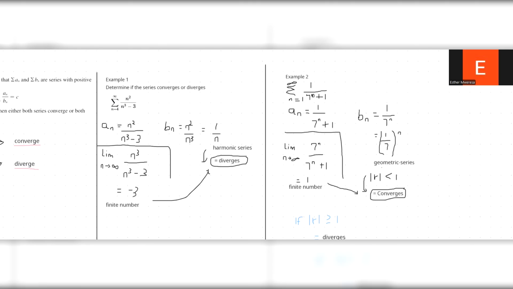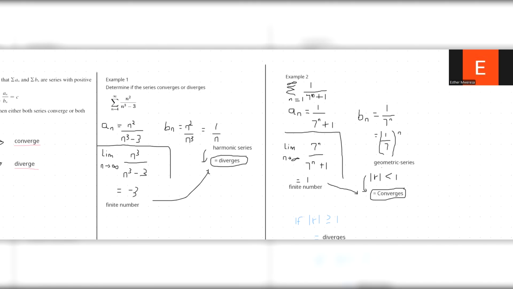And if we go back to the rule of the limit as n approaches infinity, so divide series A over series B, it will be n to the power 3 over n to the power 3 minus 3, which is 1. And 1 is a finite number. So both of these prove that the series diverges.